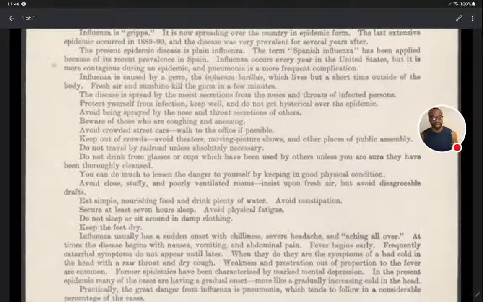Avoid close, stuffy, and poorly ventilated rooms. Insist upon fresh air, but avoid disagreeable drafts. Eat simple, nourishing food and drink plenty of water.